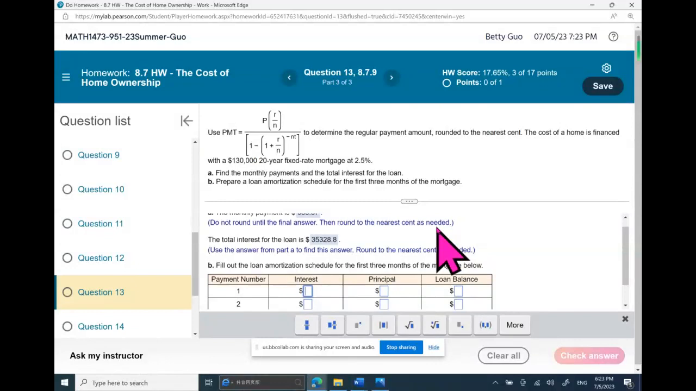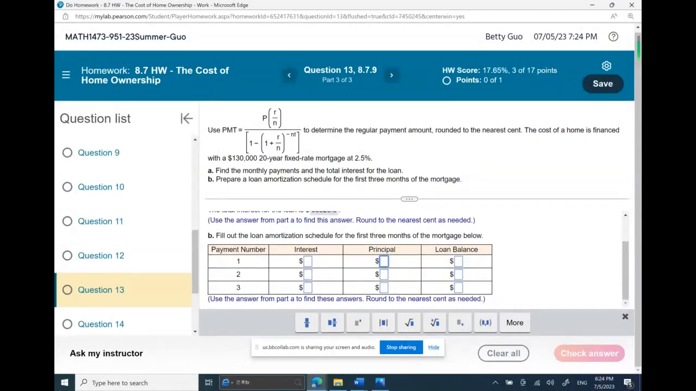Let's do that. Original loan amount, 130,000. Multiply that by the annual interest rate as a decimal, 0.025, right? And then divide by 12. What do you have? Let's see how we round it. Use the answer from part A to find these answers, round to the nearest cent. So I would have 270.83. Do you have the same number? Awesome.